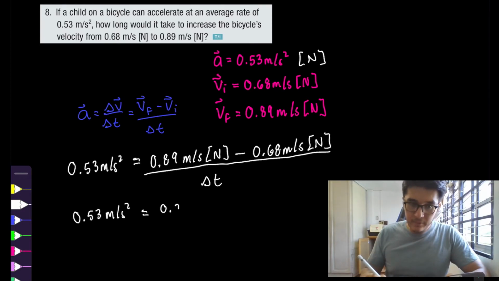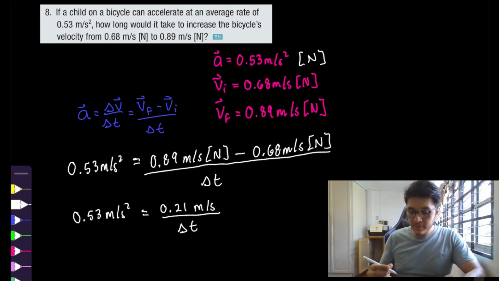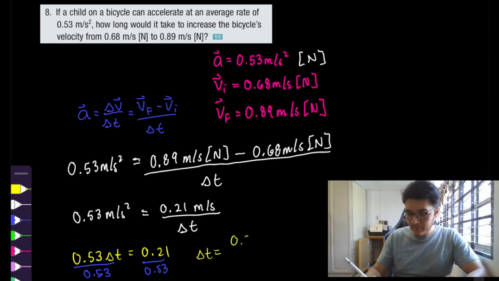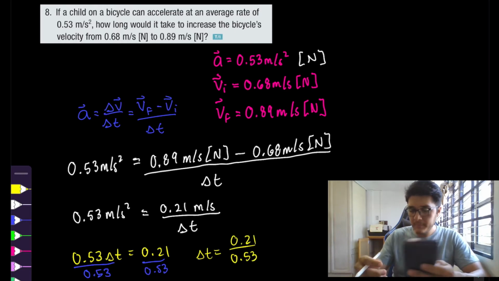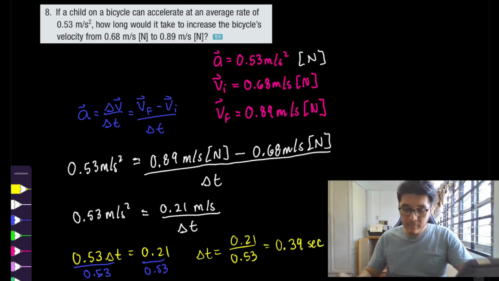Which is 0.21 meters per second. And to isolate for the change in time, multiply both sides by the change in time. And then divide both sides by the coefficient of the change in time. So this means that the change in time equals 0.21 divided by 0.53, which is really fast, 0.39 seconds. Right?